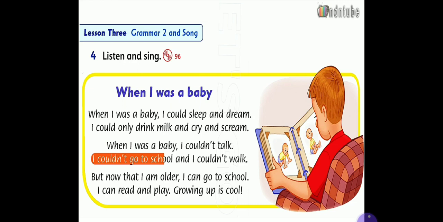When I was a baby, I could see and drink. I could only drink milk and cry and scream. When I was a baby, I couldn't talk. I couldn't go to school and I couldn't walk. But now that I am older, I can go to school. I can read and play. Growing up is cool.